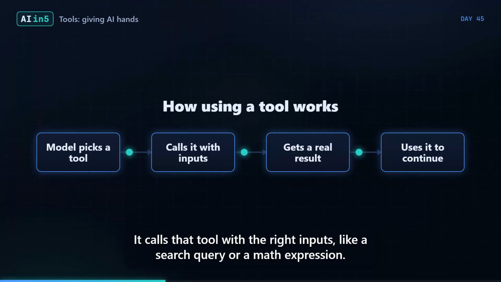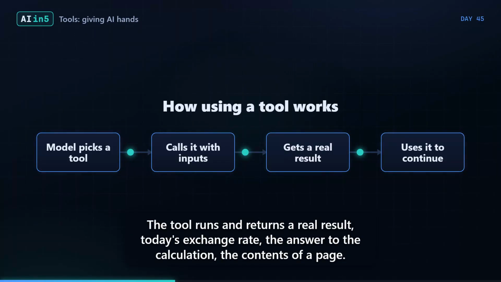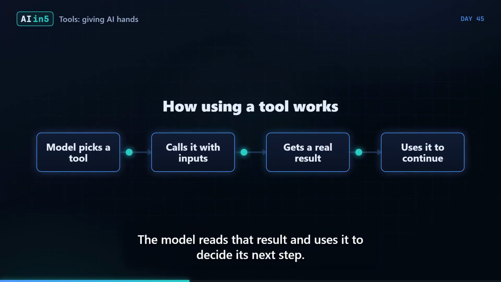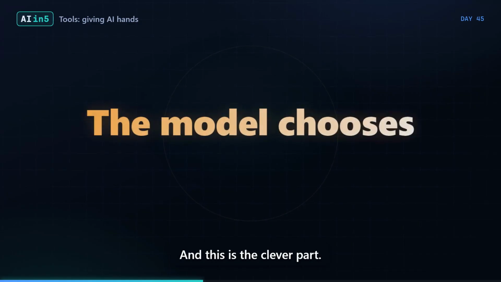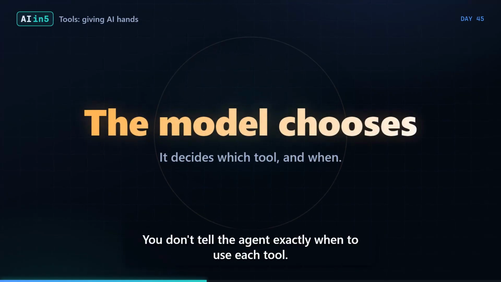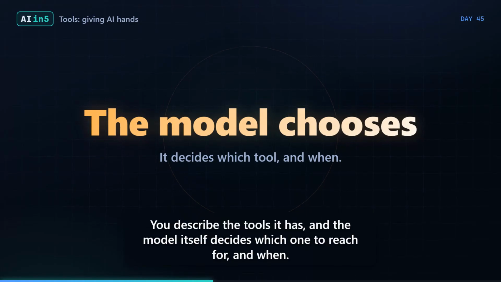Here's how a tool actually gets used in the loop. The model decides a tool is needed and picks one. It calls that tool with the right inputs, like a search query or a math expression. The tool runs and returns a real result, today's exchange rate, the answer to the calculation, the contents of a page. The model reads that result and uses it to decide its next step. Real data flows back into its reasoning.